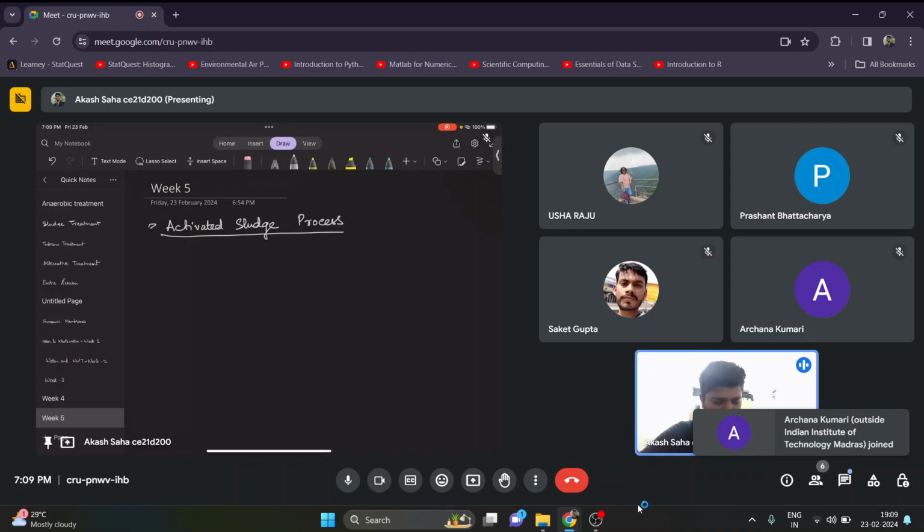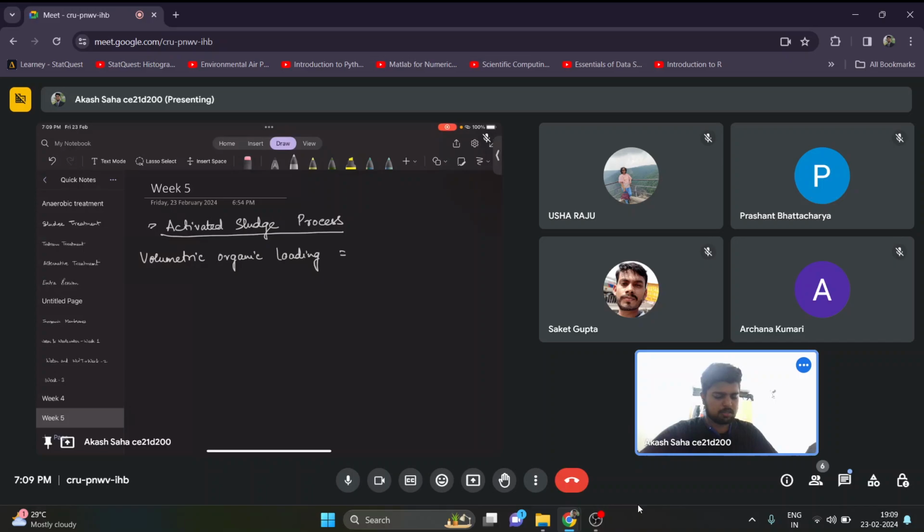So let me ask you guys, what do you mean by volumetric organic loading? Can someone tell me what is volumetric organic loading in an activated sludge process system, or any reactor for that matter? No need to give the relation, just the basic idea behind it. So what do you mean by volumetric organic loading?